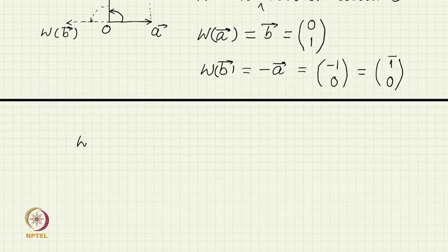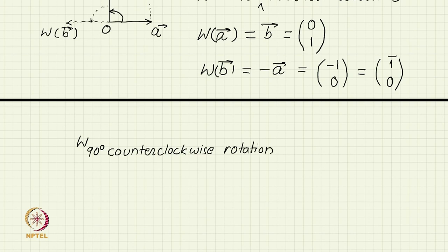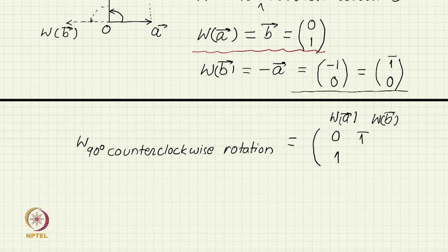So, the matrix representation of 90 degree rotation: first column is W A, W A is 0, 1, we are seeing here. So, that is 0, 1. The second column is W B, W B is we are seeing here, bar 1, 0.